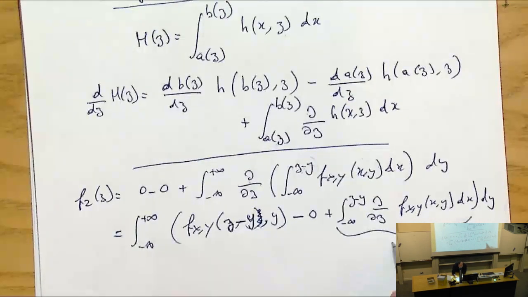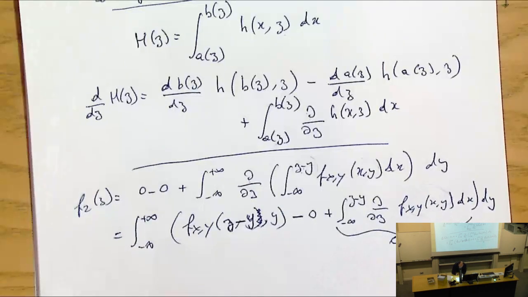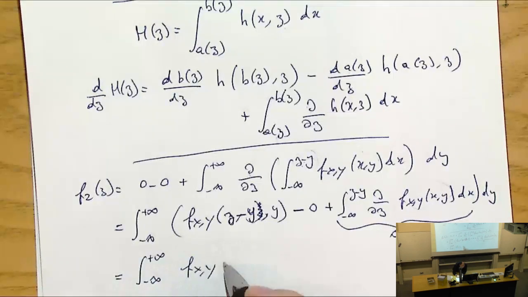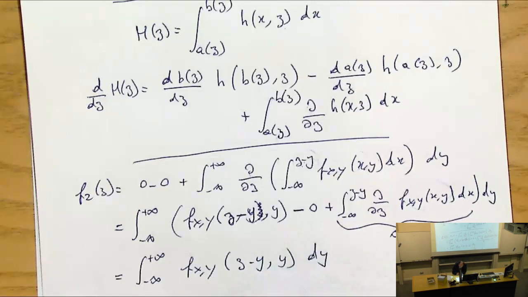What is this? This is 0, right? This is not a function of z. The derivative will be equal to 0. And so what I'm left with is the integral between minus infinity and plus infinity of the joint PDF of x,y evaluated at (z minus y, y) dy.